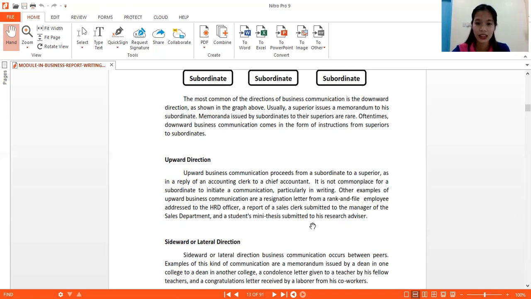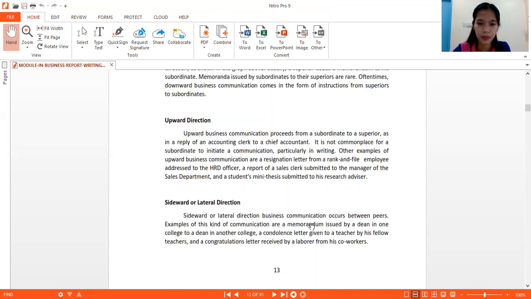Another thing, a student's mini thesis submitted to his research advisor. So that is also included in what kind of direction? Upward direction dahil pataas from student to the advisor.